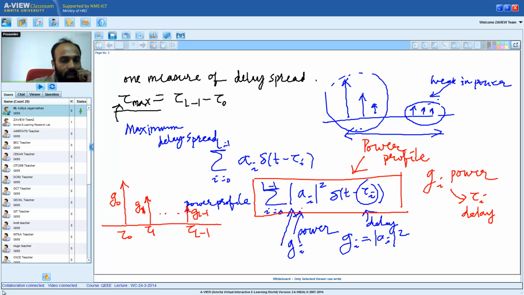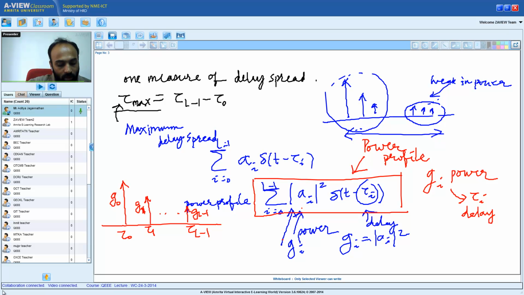What is the delay spread corresponding to a single path? Can someone tell me, if I have a single path, what is the delay spread? If I have a single path, the delay spread is 0. That is correct because I have only one path. Therefore, all the power is arriving only at a single time. Right? So the delay spread is 0. As the spread increases, the delay spread will be greater than 0.